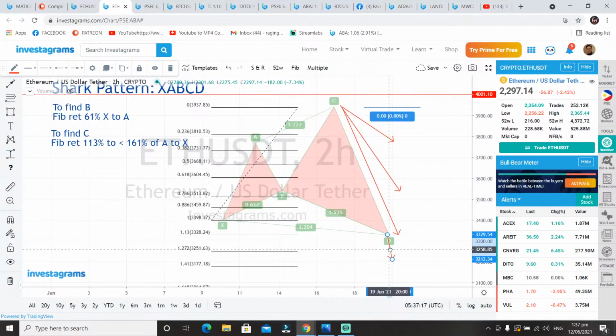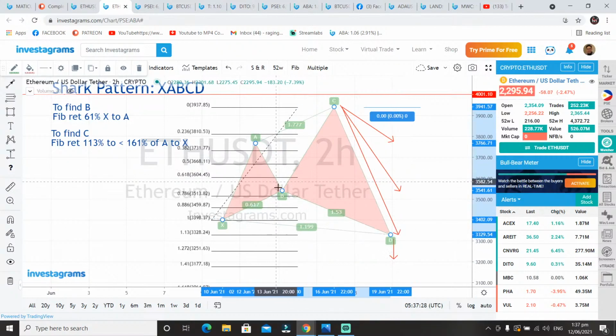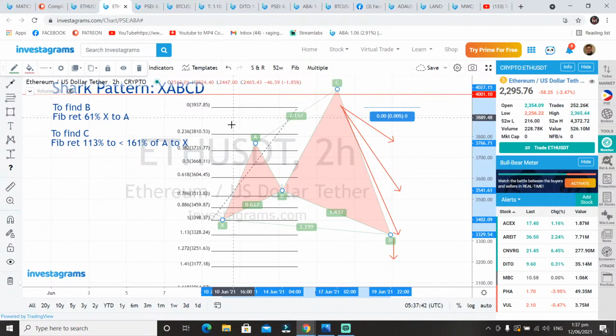Price could still go lower than that one, but our pattern will not be like this. Okay, because the whole pattern is from this to here to here to here and here. Price could move more, but this is still valid. But if our price, for example, letter D, moves more than 161%, for example, like this one, so this is already an invalid pattern. You have to scrap it.